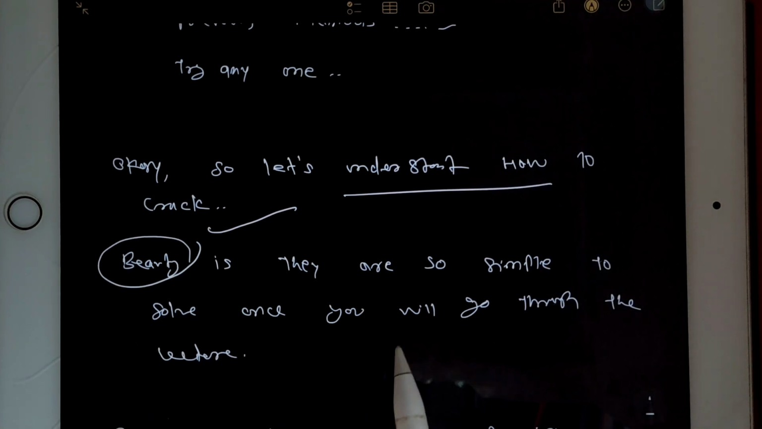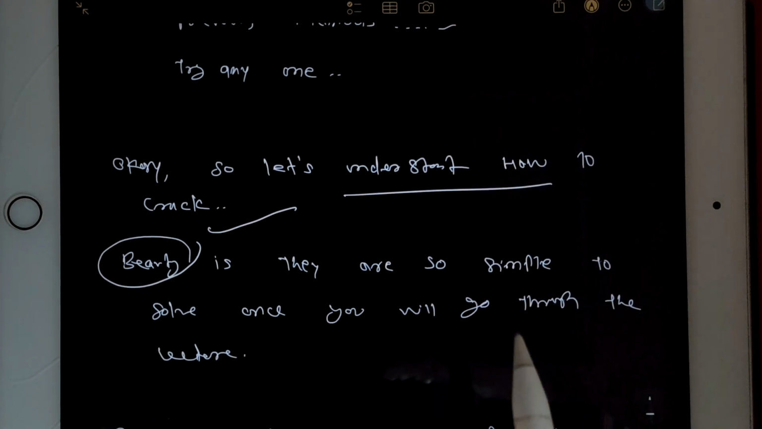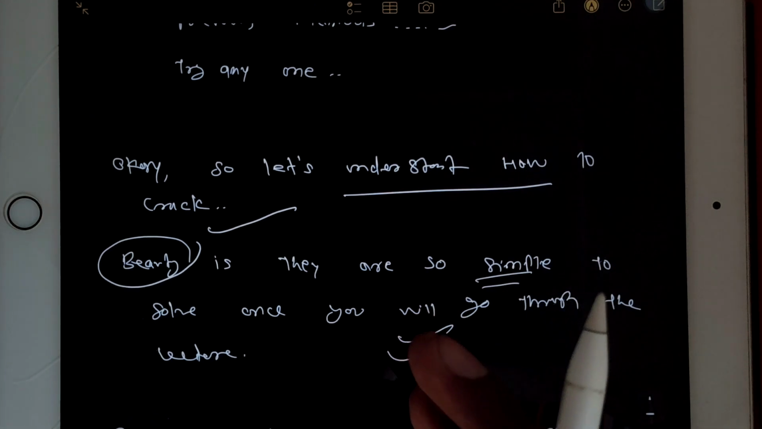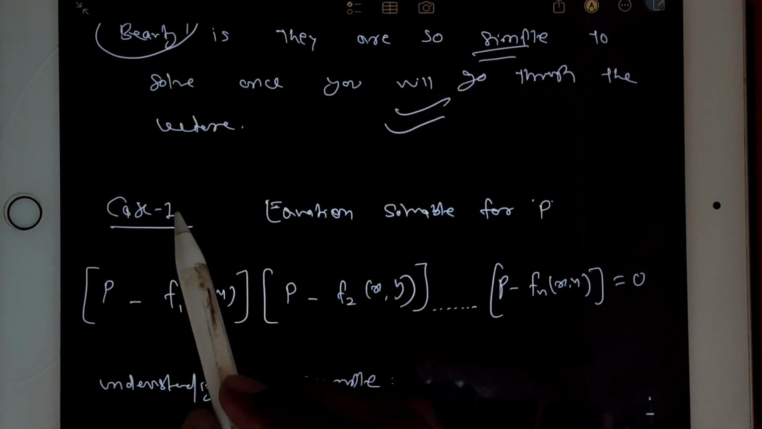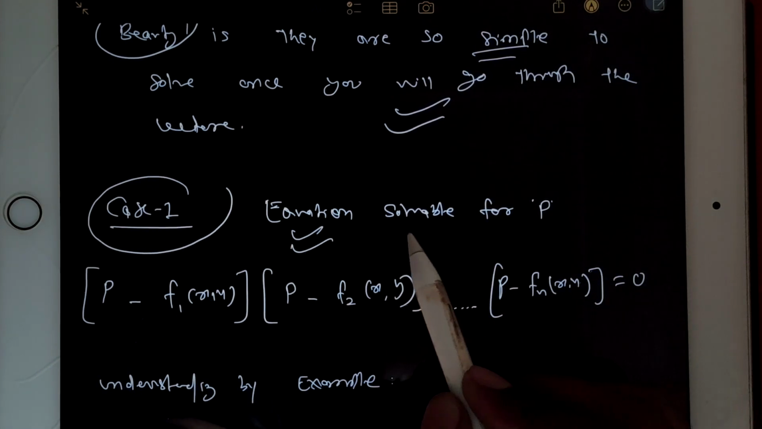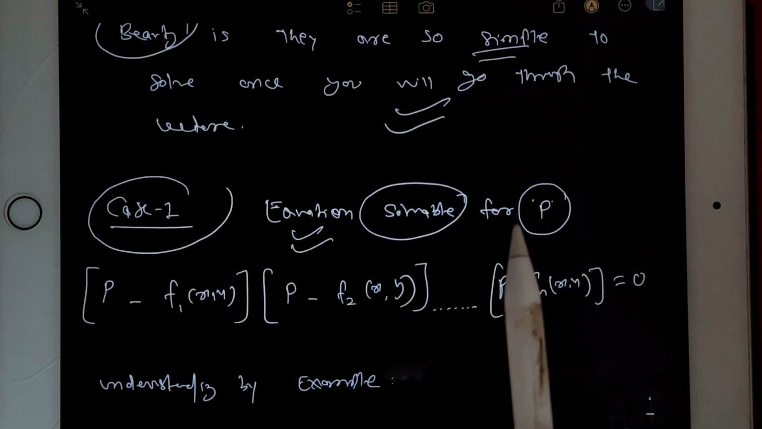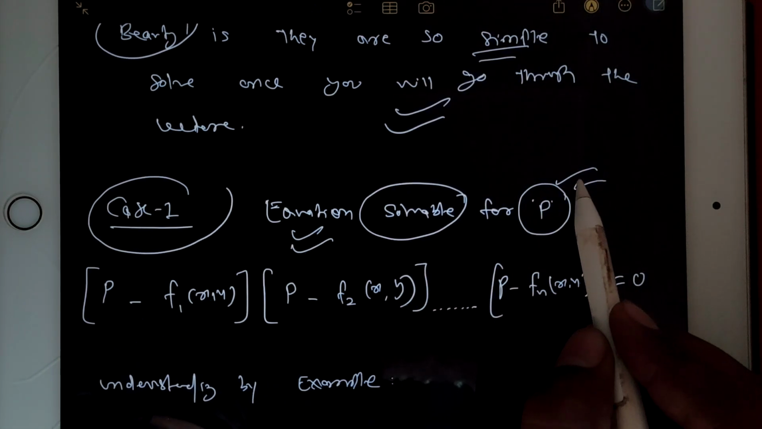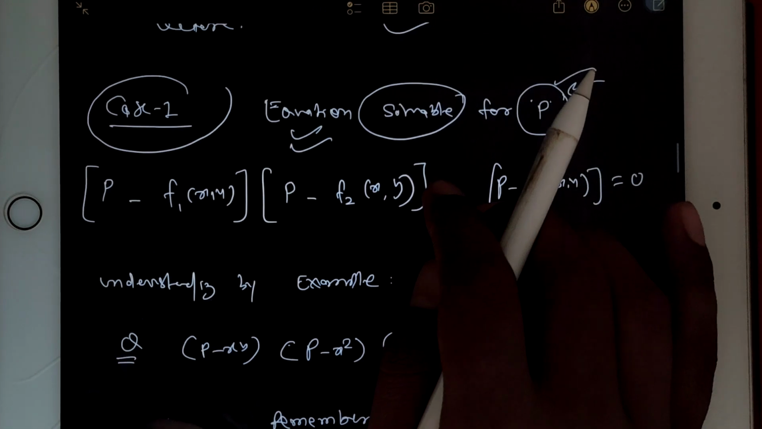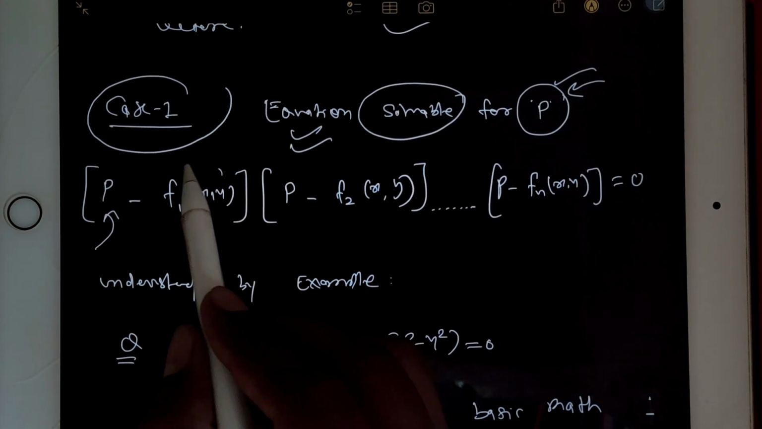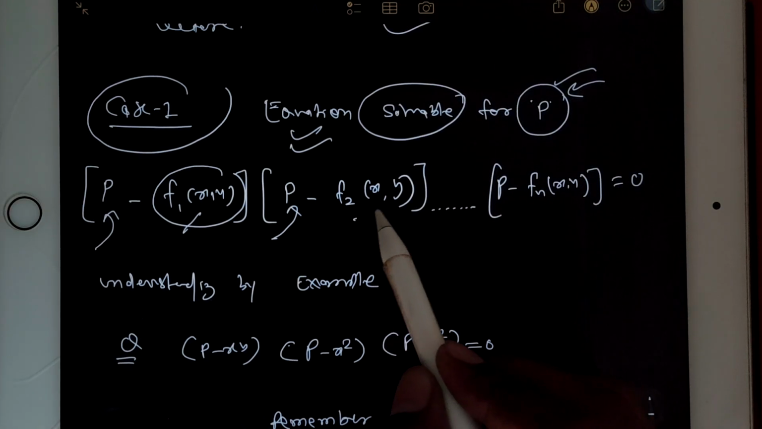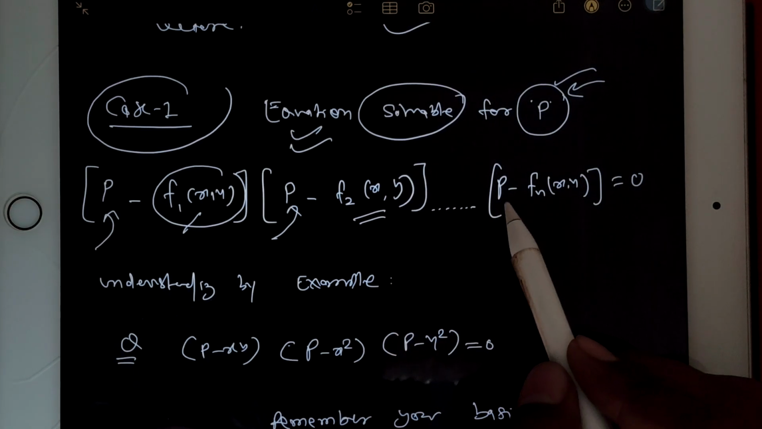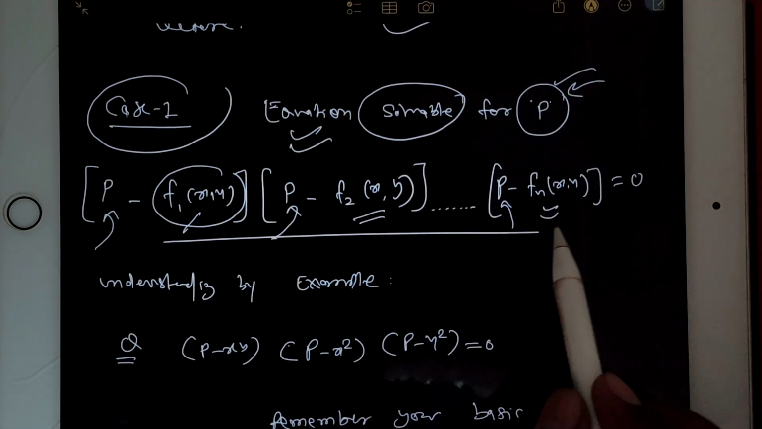The beauty of this particular topic is that they are simple problems, and when you go through the lecture you will understand they are literally simple. In that also you have categories. So case 1 category is those equations which are solvable for p. What do we mean by equations solvable for p? You will see that questions will be written like p minus a certain function of xy, the first example I took. Then p will be there, then certain functions of xy will be here, then p will be here, certain functions of xy will be here, multiple terms will be there.